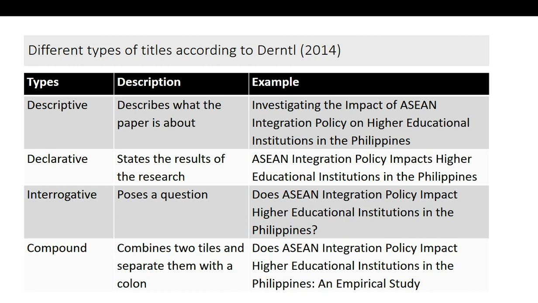The next one is the declarative form of title. So it states the results of the research. Unlike the descriptive, the declarative type of title states the result of the research.